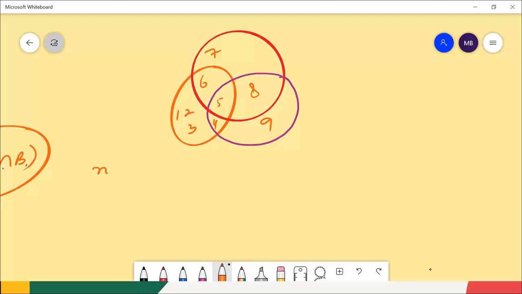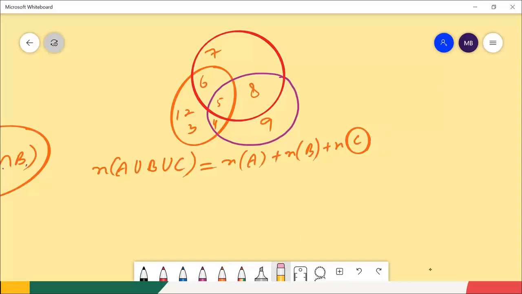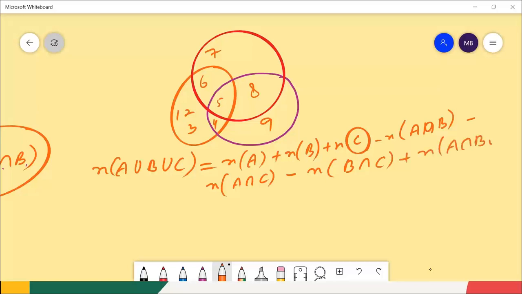The formula says the number of elements in A union B union C is equal to number of elements in A plus number of elements in B plus number of elements in C minus number of elements in A intersection B, minus number of elements in A intersection C, minus number of elements in B intersection C, plus number of elements in A intersection B intersection C. This is the formula. Now let us see.